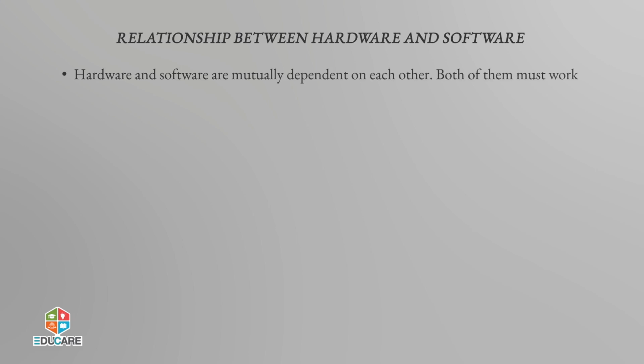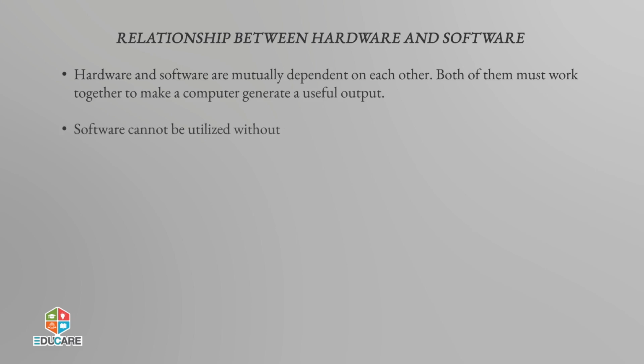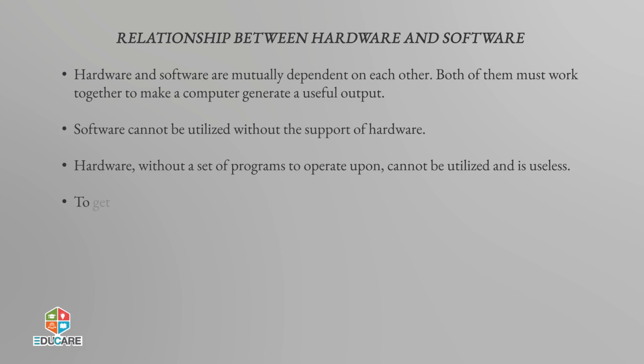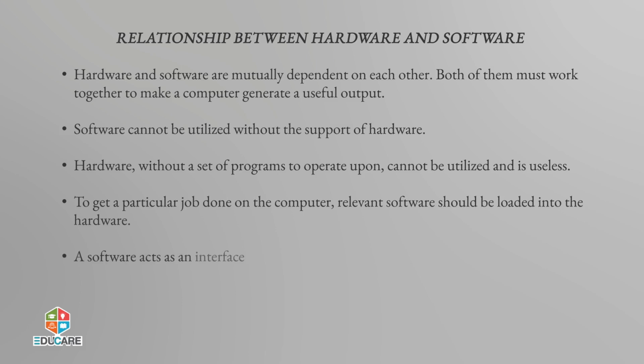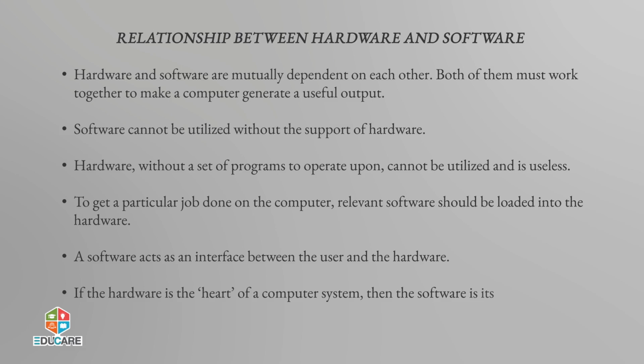Relationship between hardware and software. Hardware and software are mutually dependent on each other. Both of them must work together to make a computer generate a useful output. Software cannot be utilized without the support of hardware. Hardware without a set of programs to operate upon cannot be utilized and is useless. To get a particular job done on the computer, relevant software should be loaded into the hardware. A software acts as an interface between the user and the hardware. If the hardware is the heart of a computer system, then the software is its soul. Both are complementary to each other.